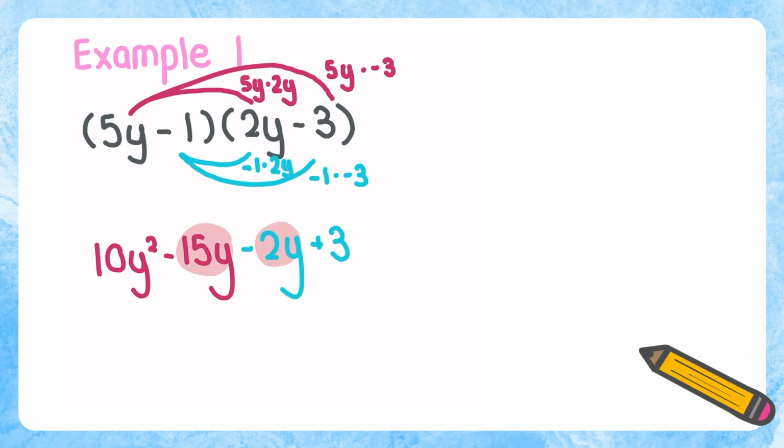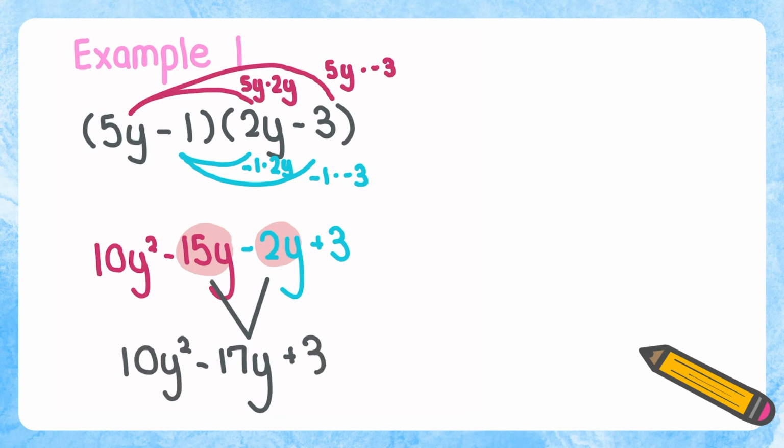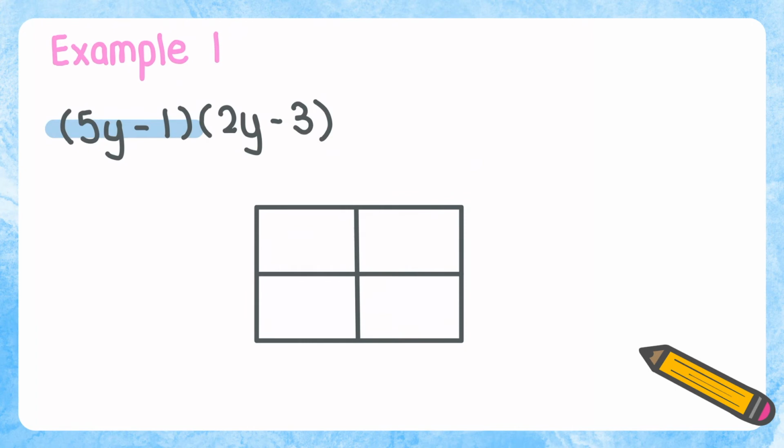Right, so notice here, we can combine some like terms. So we have this negative 15y and the negative 2y. So we can combine that into negative 17y. And then everything else just stays the same. So 10y squared minus 17y plus 3. So again, I encourage you guys to look back, pause the video if you need to. Make sure you have this down. And then now let's try the area model.